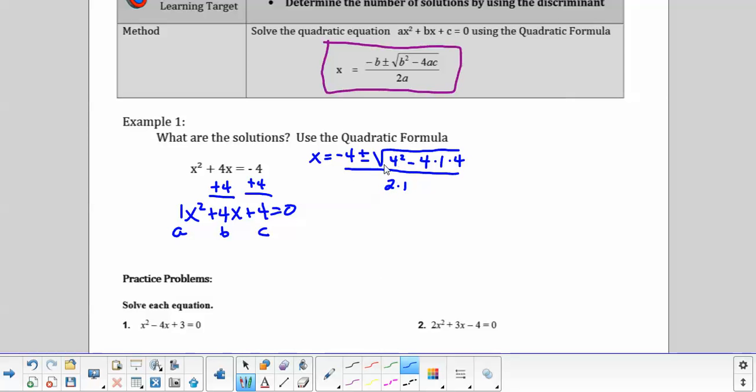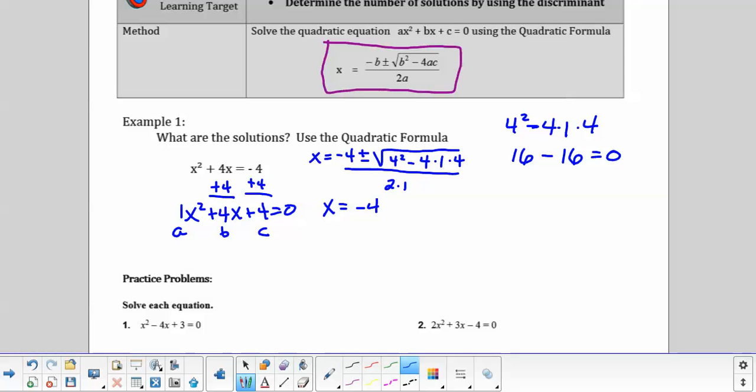It's easiest to start with this part underneath the square root and figure that first. This part under the square root is called the discriminant, and we'll talk more about that on the other side of the notes. So 4 squared minus 4 times 1 times 4. Now you can put that whole thing in your calculator at once. If you're evaluating it by hand, first you would do the exponent, 16, minus, and then you would multiply. 4 times 1 times 4 is 16, and you get 0. So the part under the square root is 0.